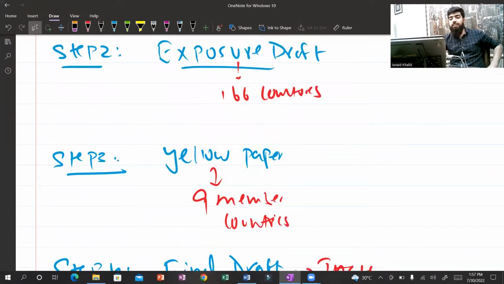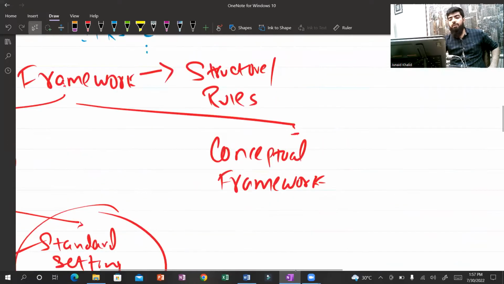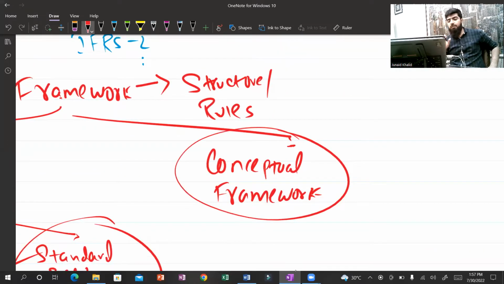So that was the first phase, and the second phase is the conceptual framework. What is the conceptual framework? This will take a detailed span of time. We'll discuss it in the next class.